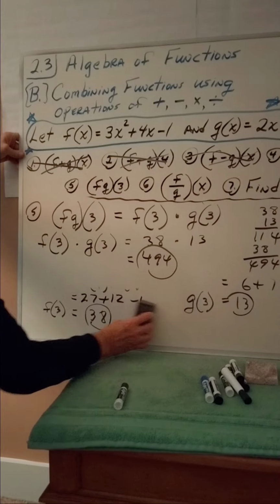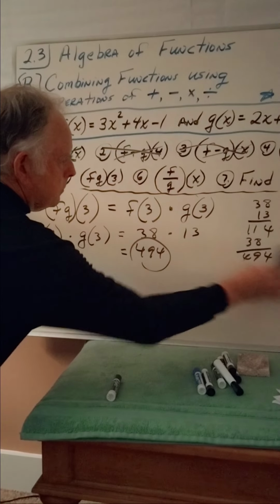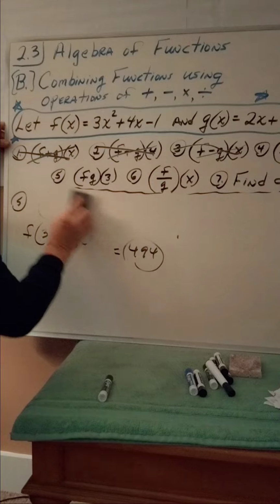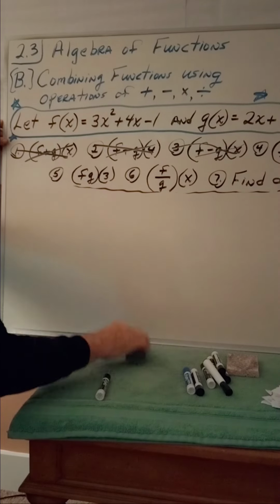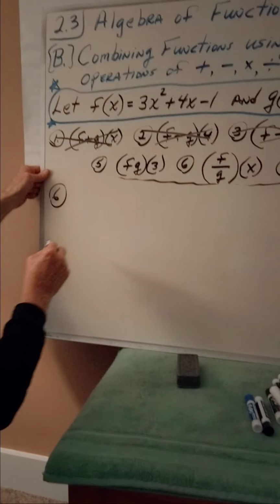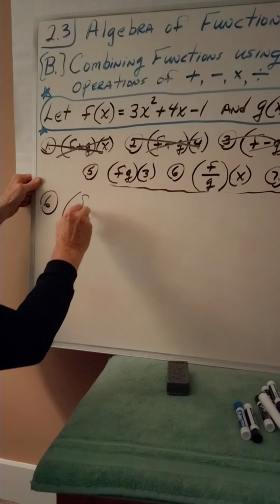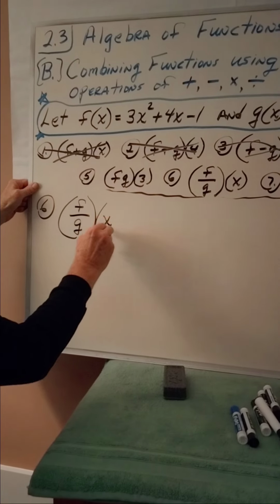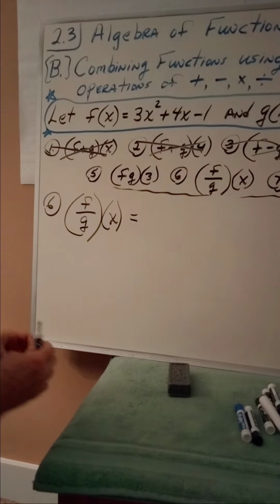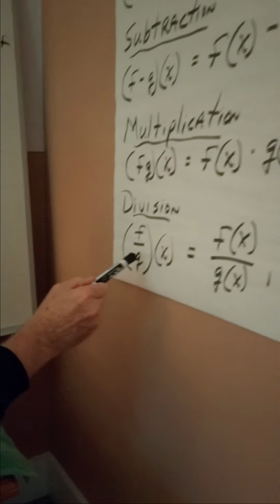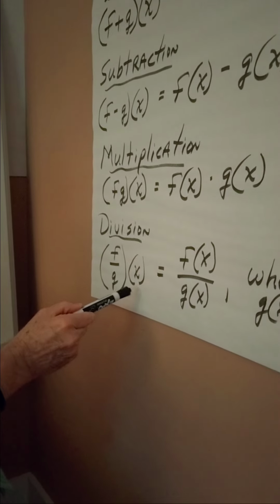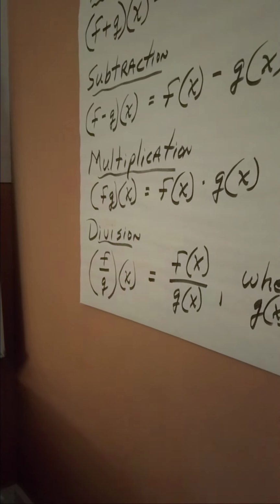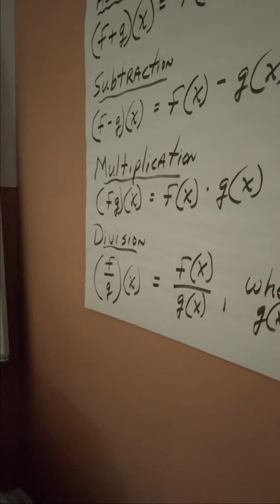Let's do the last two. Now, the last two are working off of division. Number 6, kind of a quick one. The value of function f divided by function g when the domain is x is equal to, well, it's telling us right here what it's equal to. They just gave us this. It's equal to f of x divided by g of x.